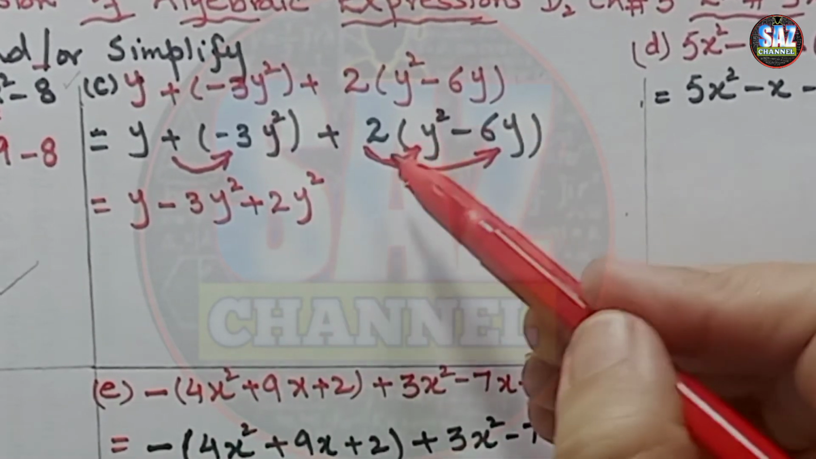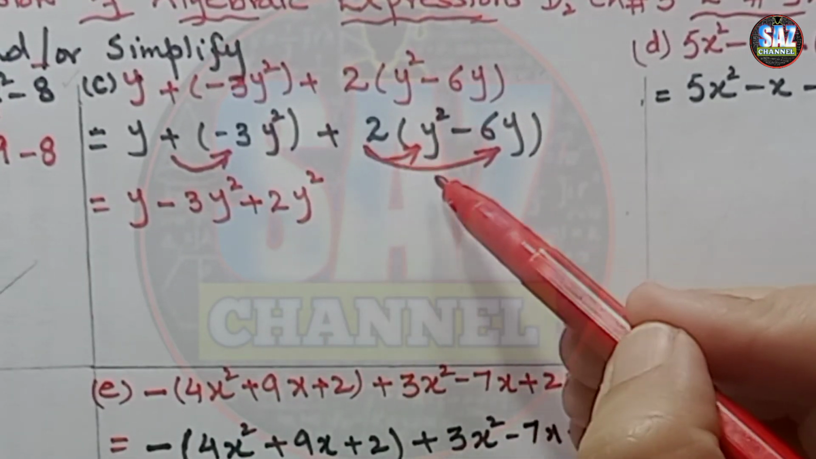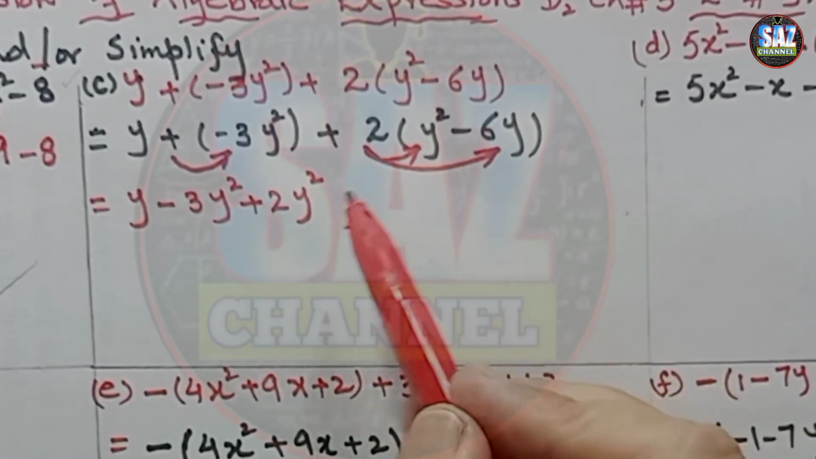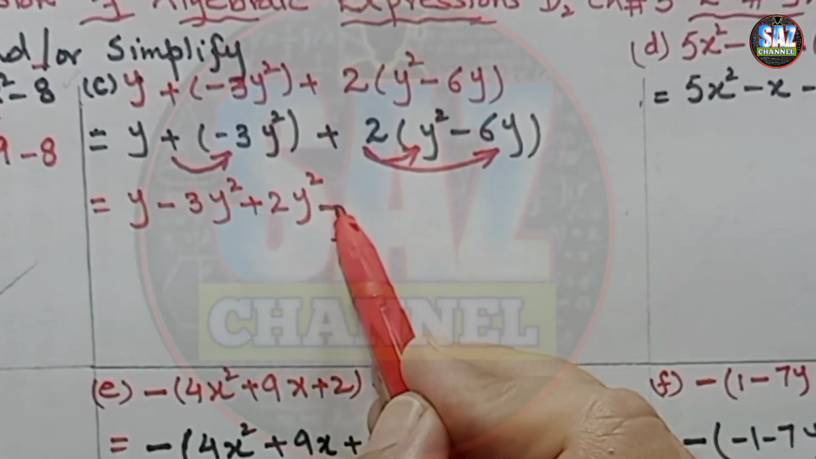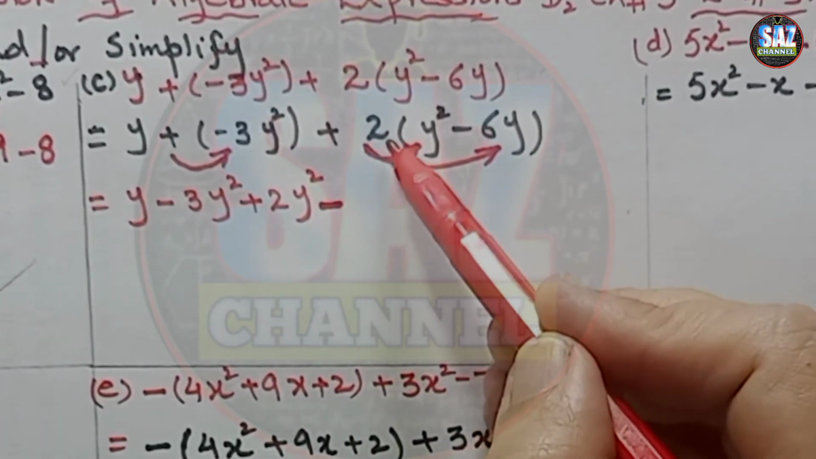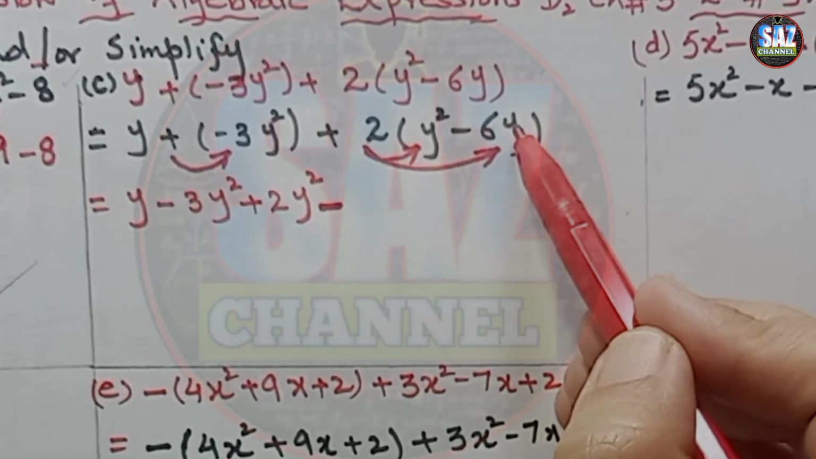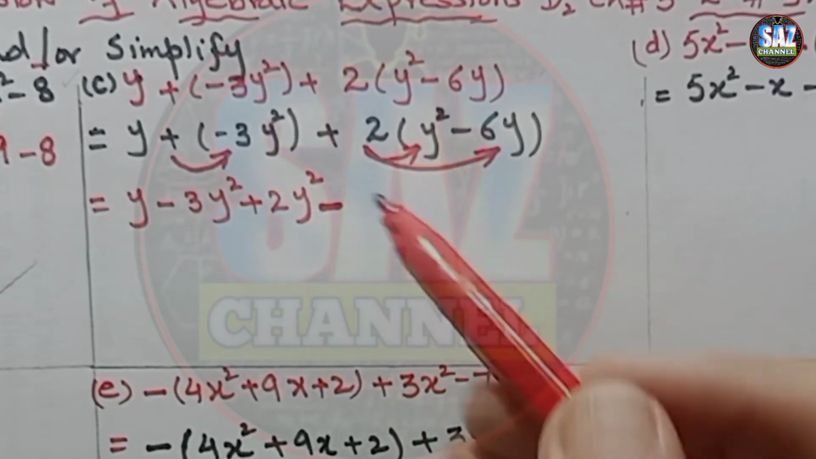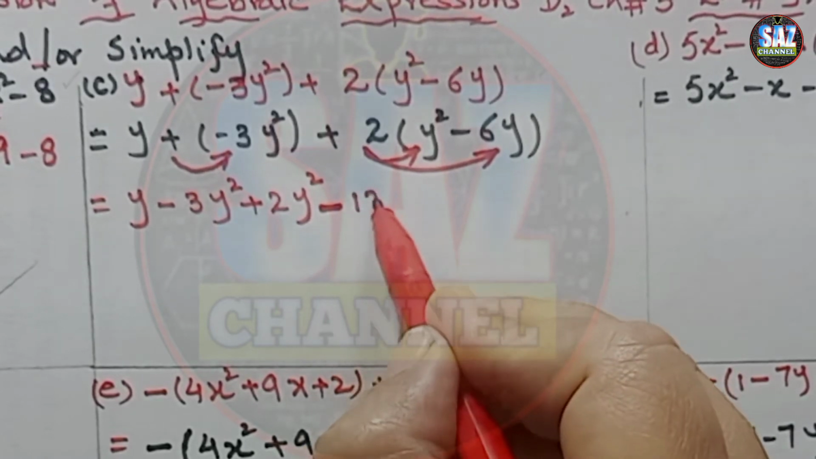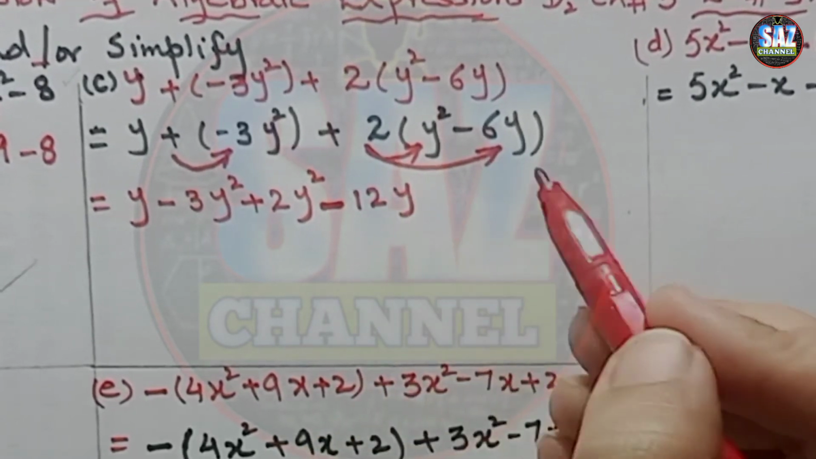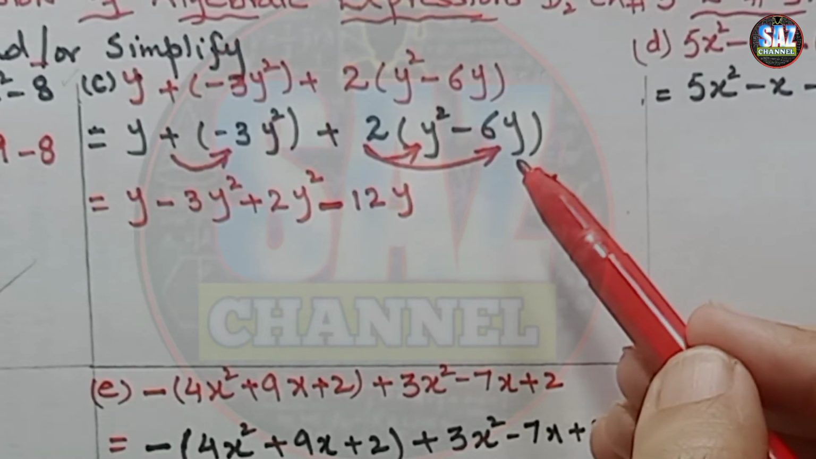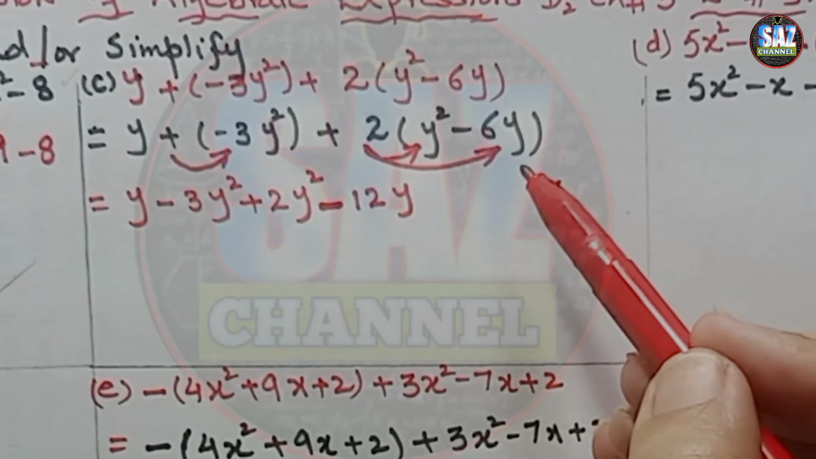2y square. And then when 2 will be multiplied by minus 6y, the plus multiplied by minus will give me minus, and the numbers or the coefficients or the constants which are in the beginning of the variable will be multiplied by the numbers. 2 times 6 is 12y.